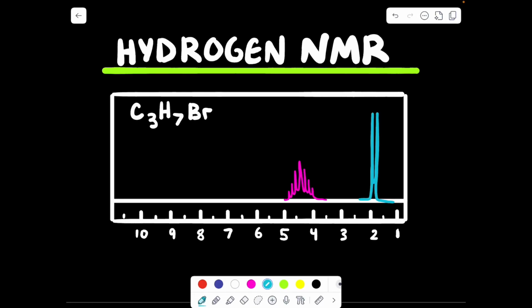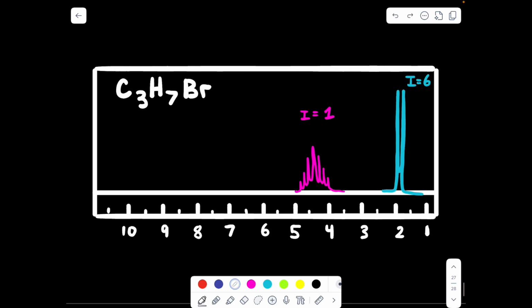My name is Simona, and today we're going to be going over a hydrogen NMR example. The formula we are given is C3H7Br. So just expanding it a bit, step number 1 is always to solve for the DBE, the double bond equivalence of the molecular formula.